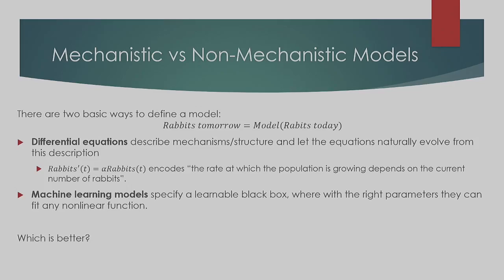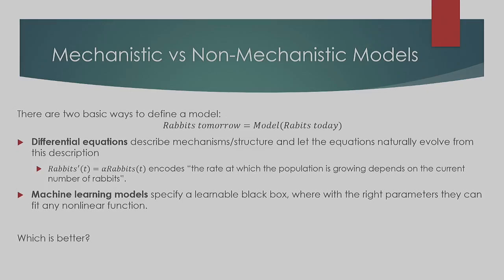Basically, both of them are trying to find a mathematical model, but a mathematical model is just a function, right? So if I had the number of rabbits today, I put it into the model, it's just a function or a program which spits out the number of rabbits tomorrow, right? But there are two different ways we can really do this, right? So the scientific way is the differential equation where you describe a few mechanisms or structures, and then you get this aggregate behavior if your mechanisms and structures are correct, right? So you're basically just saying there's a term in there which says that the rate at which the amount of rabbits is changing is proportional to the current amount of rabbits, and that just gives you exponential growth.